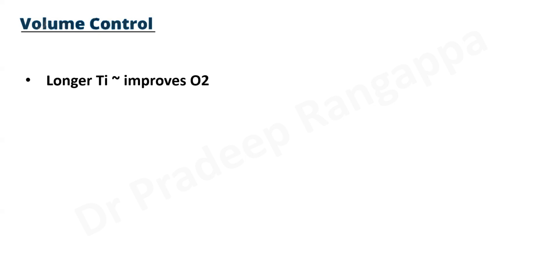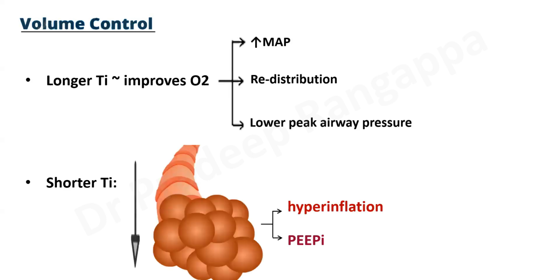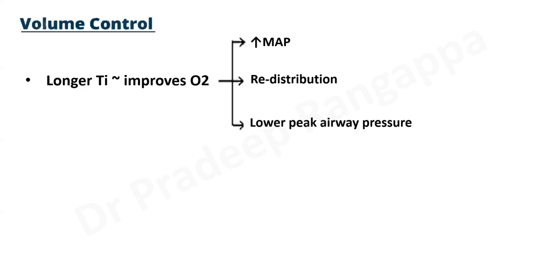Longer inspiratory time improves oxygenation by increasing the mean airway pressure, causing redistribution of gases in the lung, and lowering the peak airway pressure. So these are the three reasons why longer inspiratory time tends to improve oxygenation. At the same time, if you increase the inspiratory time, expiratory time comes down, because the respiratory cycle time, which I'll show subsequently, remains the same. You shorten the inspiratory time, expiratory time increases.